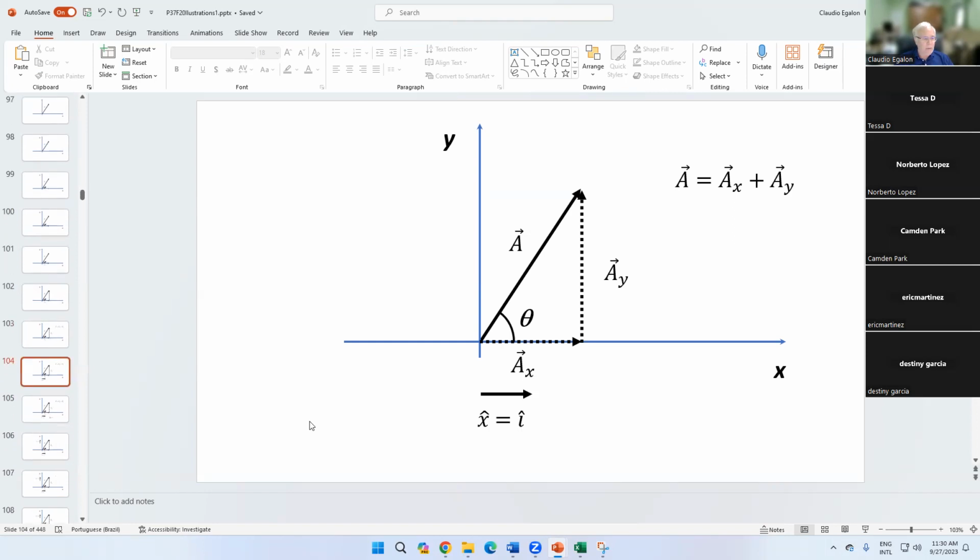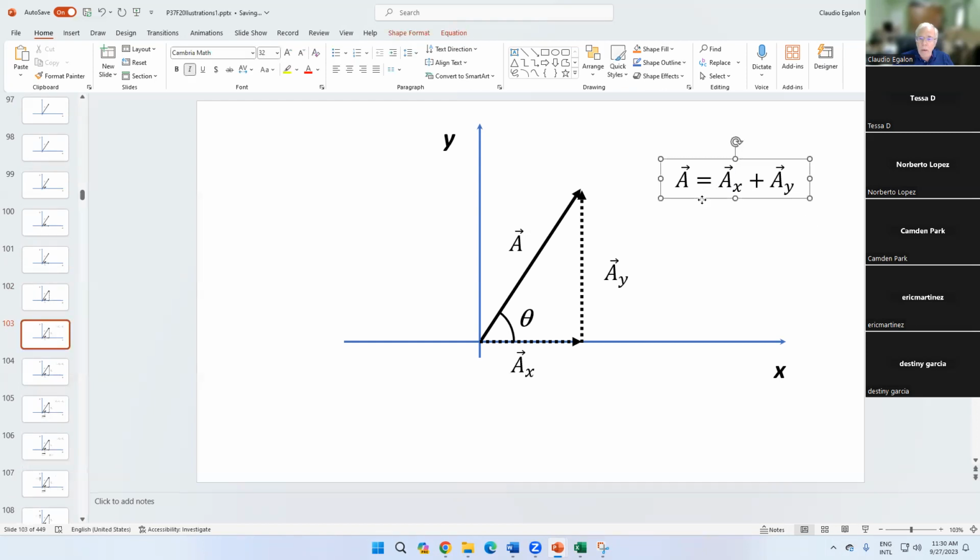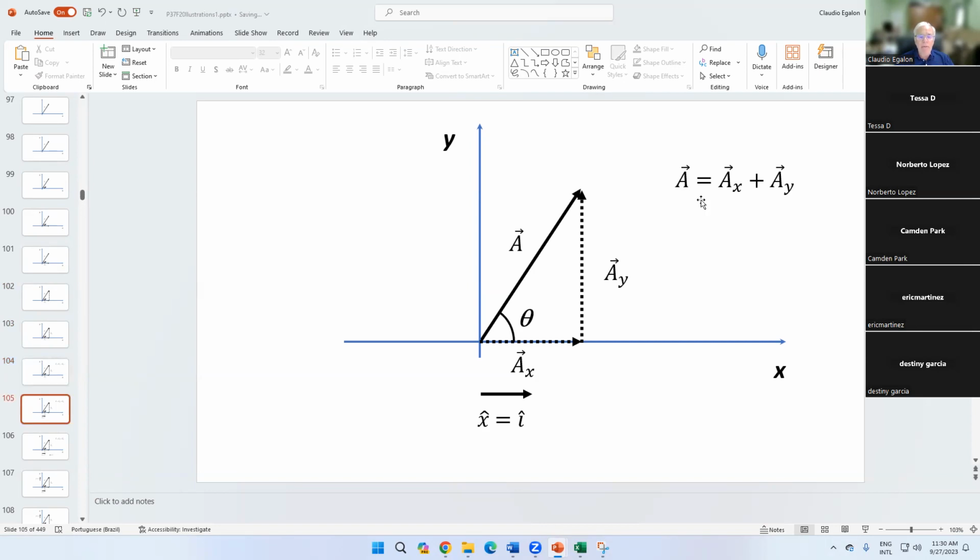And it turns out, I need to introduce one more here. It turns out that the net vector is its x component plus its y component. What else can we do? We can define a unit vector that lies along the x direction. By unit vector, I mean that the magnitude of x hat is 1.